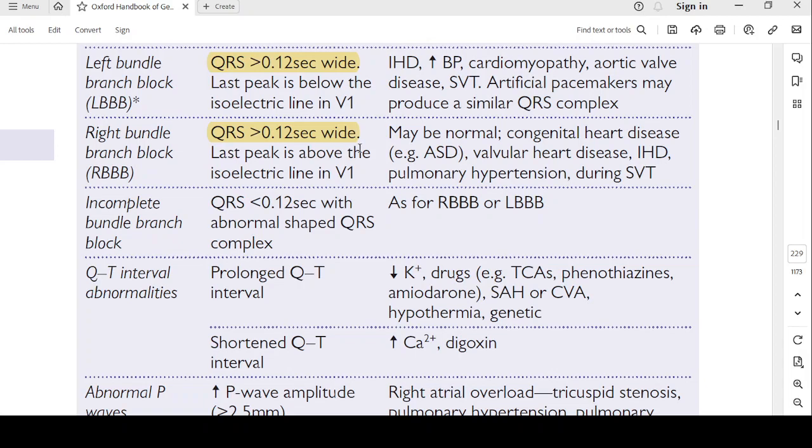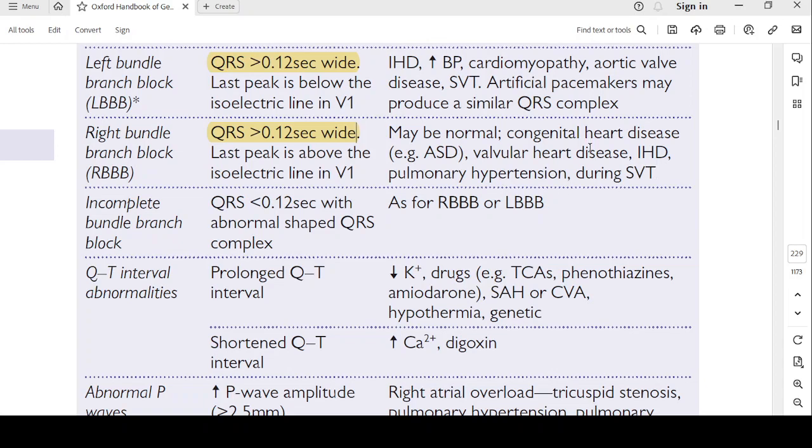So last peak is above the isoelectric line in V1. So this is Marrow. So you find an M in the V1 and W in the V6. It may be normal right bundle branch block or congenital heart disease like ASD or a valvular heart disease and an IHD, ischemic heart disease, or pulmonary hypertension or during SVT.